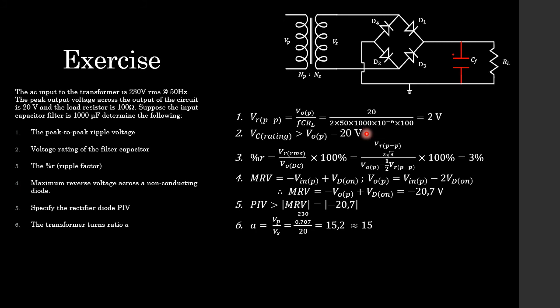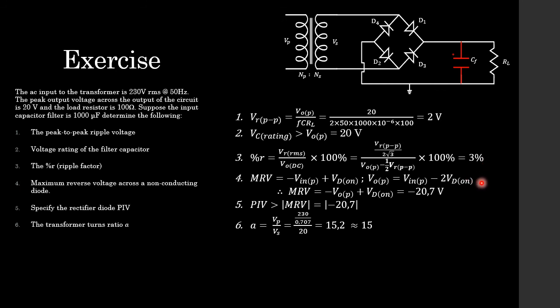Next up, they want the percentage ripple factor. Well, again, that's a very simple one. Students, we have that expression over here, which is the ripple RMS divided by the output DC multiplied by 100%. And if we then substitute in our ripple RMS expression and our output DC expression over here, multiplied by 100%. We know all these values, students. 3% is what we get for our percentage ripple.